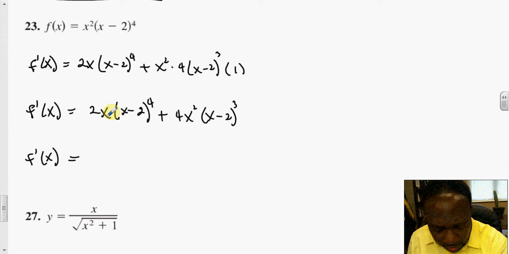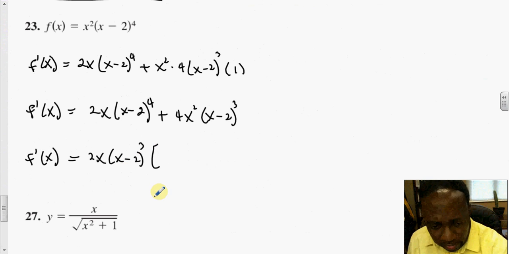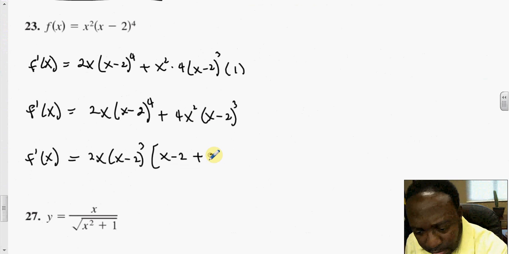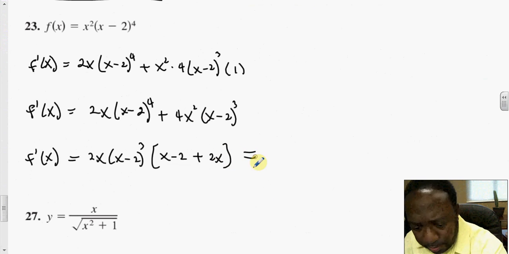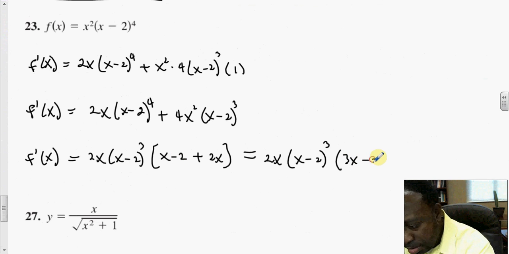I'm going to factor out a 2x. That's common here and there. And also an x minus 2 to the third. You have left 1 times x minus 2 here, plus took out a 2x from here, so it left us with a 2x. So this is 2x times the expression x minus 2 to the third, times parentheses, x plus 2x is 3x minus 2.